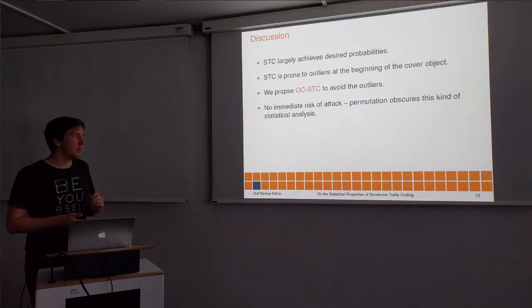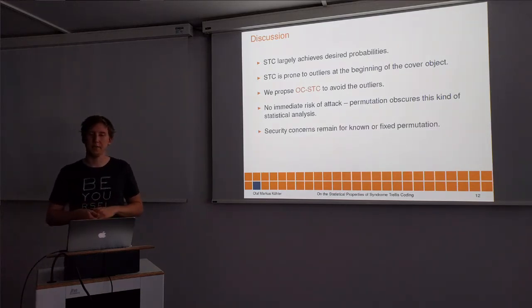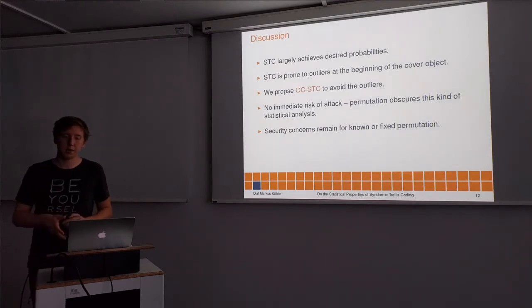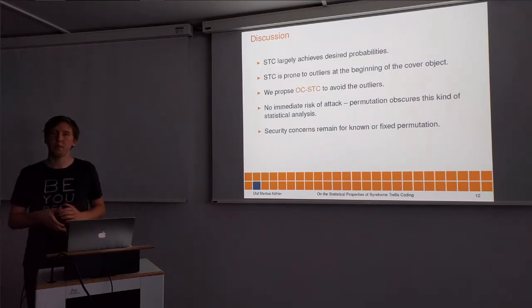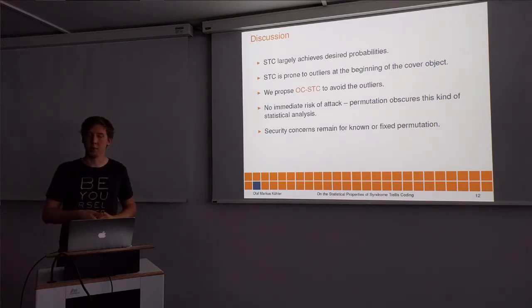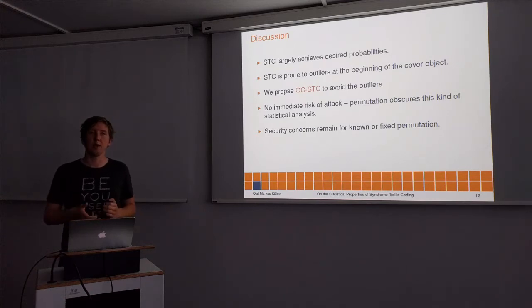So still we see a risk, or we have security concerns, for the case of known or fixed permutation, because in case of a known permutation, an attacker would be able to use some kind of adaptive attack analysis, focusing on the first few elements according to the permutation. And in case of a fixed permutation, an attacker, or at least a strong attacker, might be able to actually recover the permutation and then have the situation of the known permutation again.